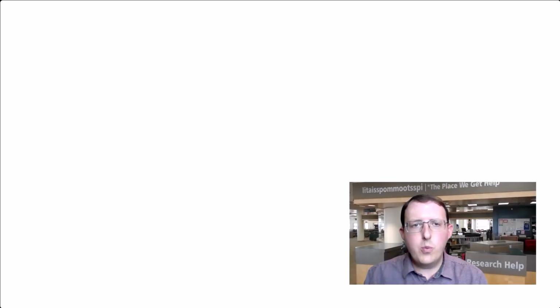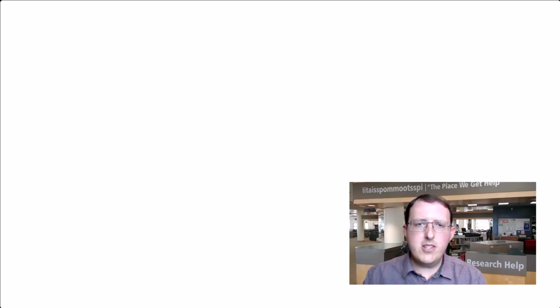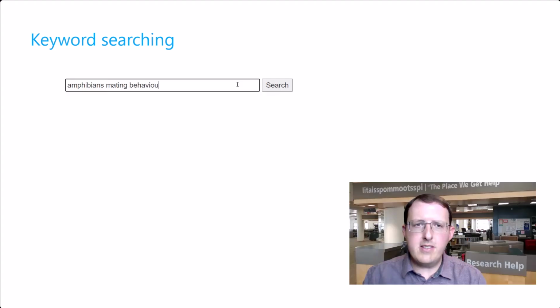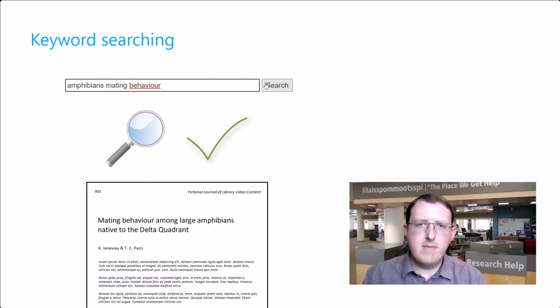In this video, we'll cover subject terms and controlled vocabularies and how they can help you with your searching. Much of the searching we do is keyword searching. The database looks for the words we've entered in our searches and returns items that have the words in their records, perhaps in their titles, or in the case of journal articles, in their abstracts.